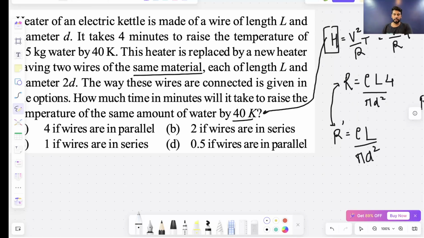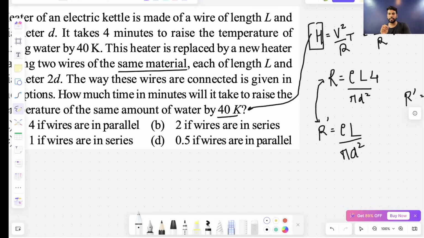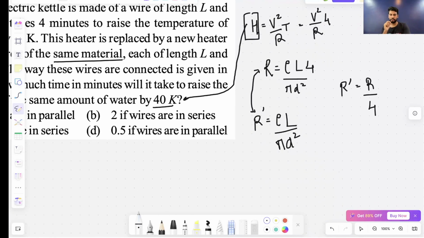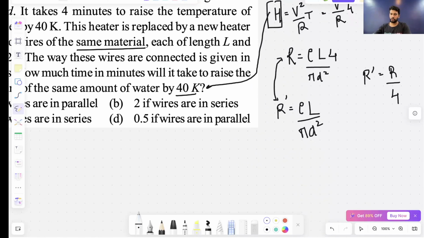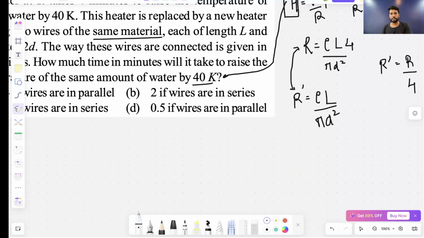All right. Now here I have a relationship between the old wire and the new wire. The new wire is put in the new equipment, new heater. Okay, first what do I do? I put them in series. When I put them in series, my total resistance RT, I would write, it's going to be R dash plus R dash, and that's going to be 2R dash, isn't it?